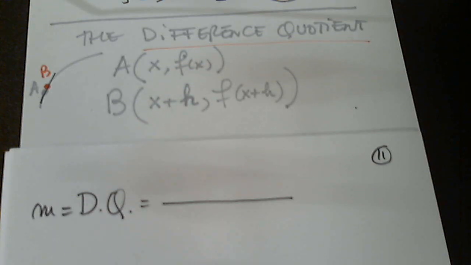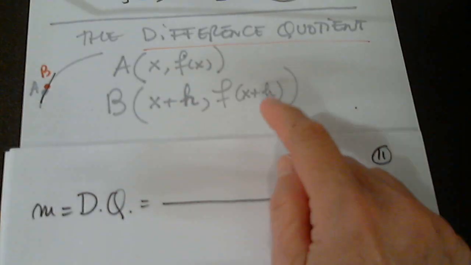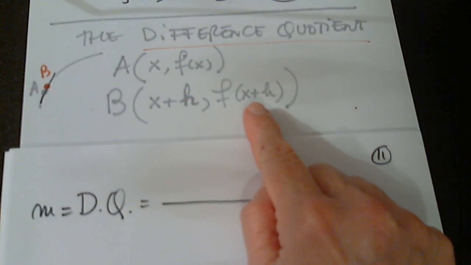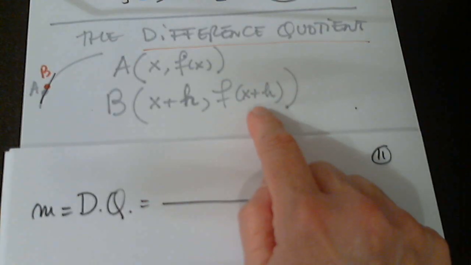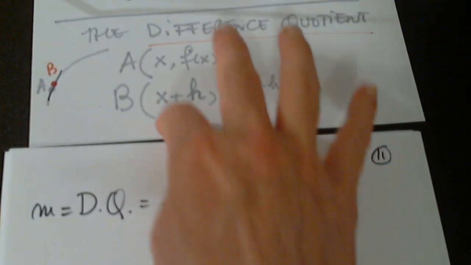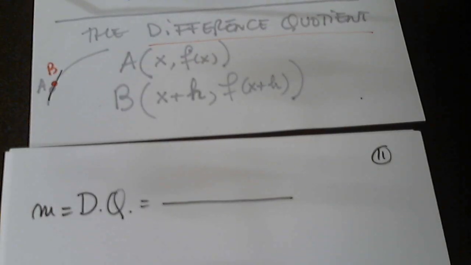Can anyone give us the slope of the line through AB? Would it be like the one we did before? So would it be x? We have to start with y. It's the rise over run. Okay. y2 minus y1 over x2 minus x1. It's all the same. It's always rise over run.